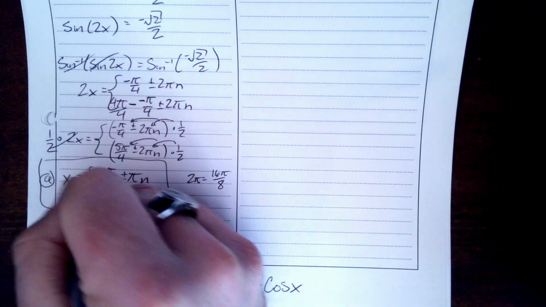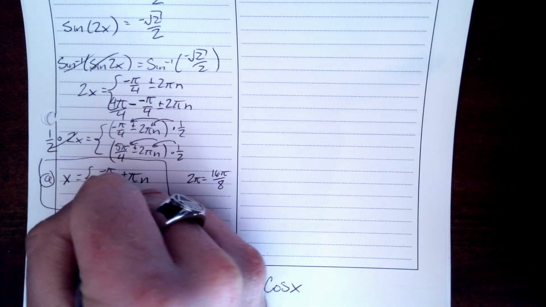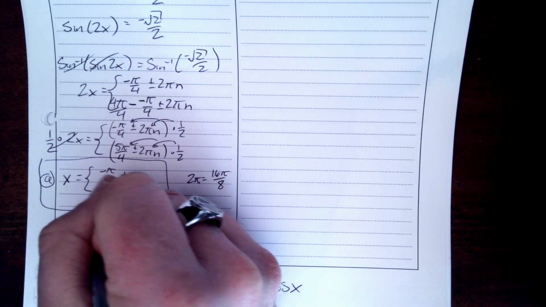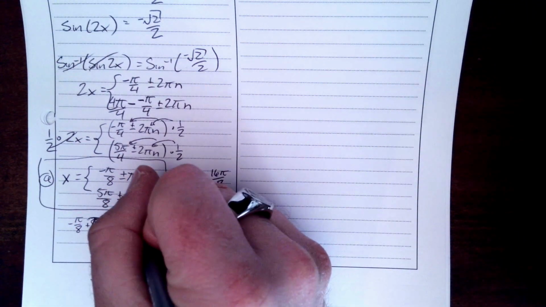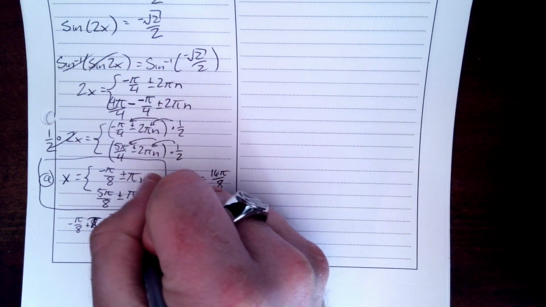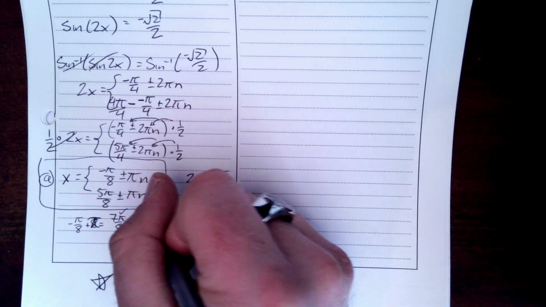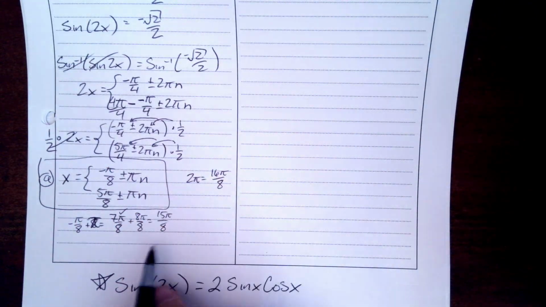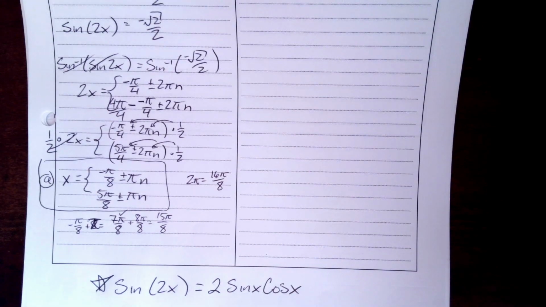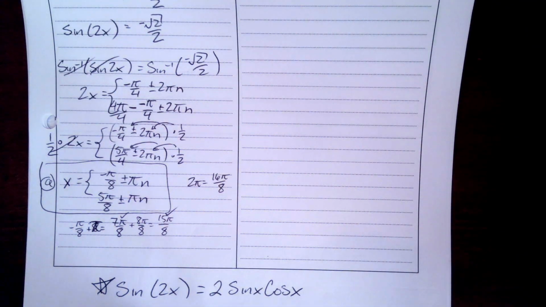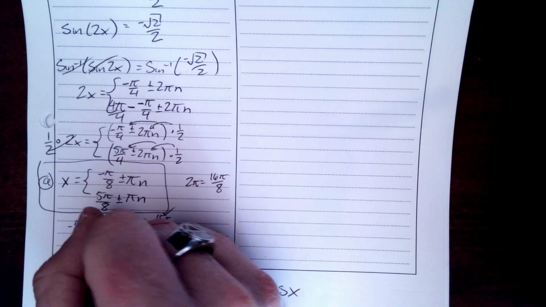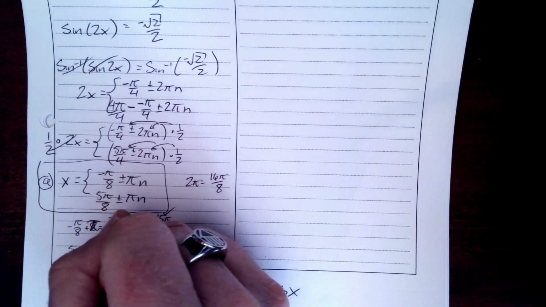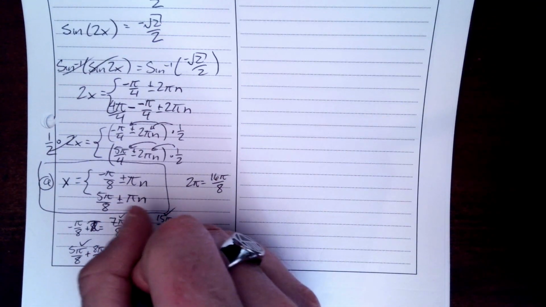So negative pi over 8 plus pi, or 8 pi over 8, got me 7 pi over 8, plus another 8 pi over 8, so we can use that one, would be 15 pi over 8. 15 is still lower than 16, so we can use that. If we add any more, we're not going to get numbers within our values. 5 pi over 8 is a number that we can use as well, and if we add pi again, that's 8 pi over 8, and that gets us 13 pi over 8.